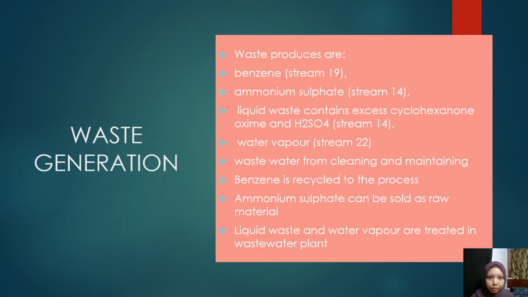Waste generation. From the process of production of caprolactam, the main waste generated, stream 14, are liquid and organic waste, like ester, cyclohexanone oxime, caprolactam sulfate, and sulfuric acid. As for benzene, from stream 19, discharge from the process is flowed to storage for future usage in the process. Ammonium sulfate in stream 14 can be sold to other industries that may require it as raw material in some production. Water vapor from stream 22 and liquid waste from stream 14 is treated by wastewater treatment.